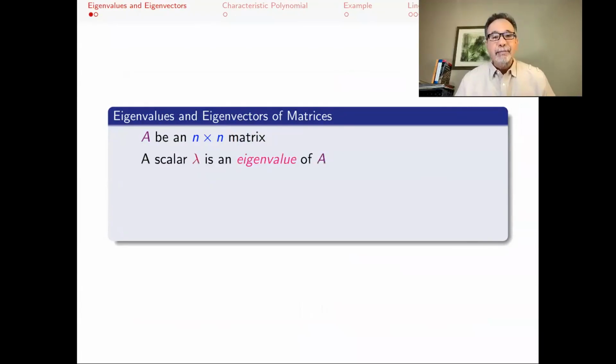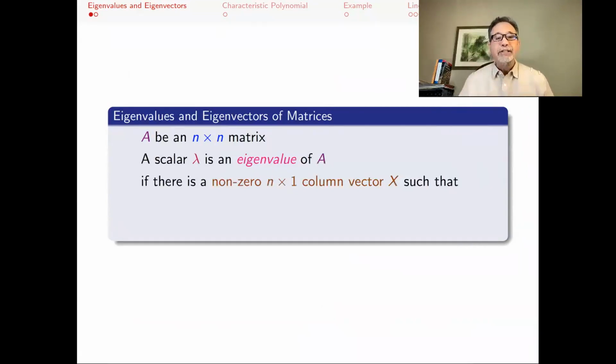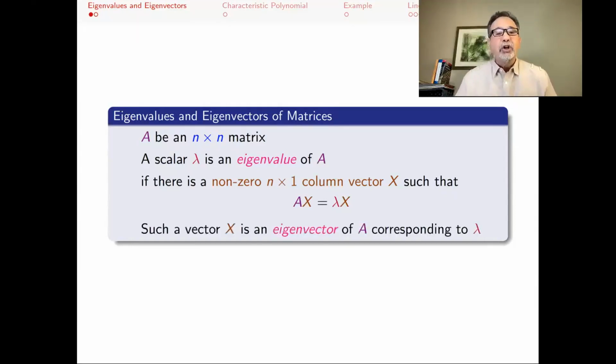Then a scalar lambda is called an eigenvalue of A if you can find a non-zero column vector x such that when you find A times x, you get lambda times x. So A times x is a multiple of x, and it's lambda times x. That vector x is called an eigenvector of A corresponding to lambda, and there will be quite a few eigenvectors corresponding to a single eigenvalue.